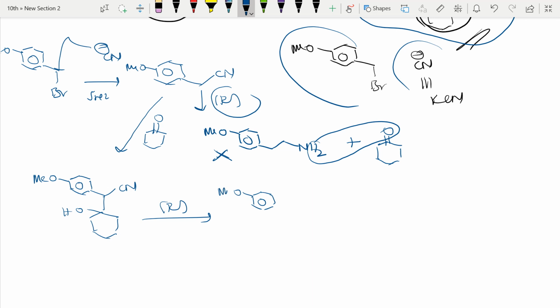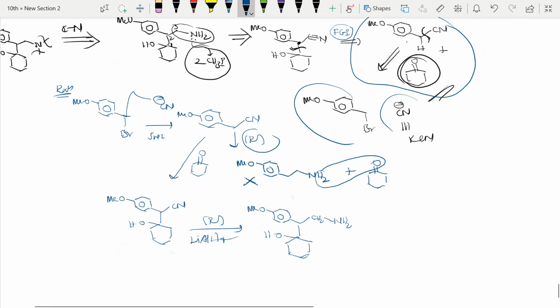Right. I hope now it is clear. CN, now it becomes reduction, no? CH2NH2 it will become, by adding a reducing agent like LiAlH4, and here other things remain as they are. Whether this is the same which we started with? Yeah, this is the same thing.